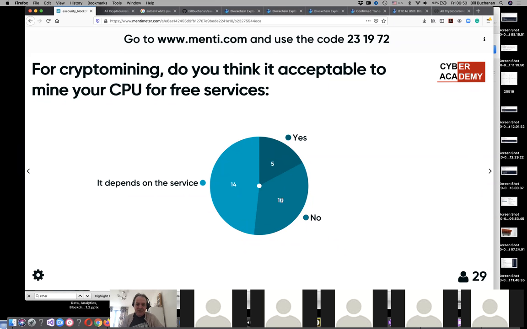Depends on the service. So many of you are not saying no. It's just been given a very bad name. The first crypto miners often had bugs in them. Their CPU went up to 100%. Now they're a bit more passive, and they'll just come onto your machine and use maybe 10 or 20% of your CPU.